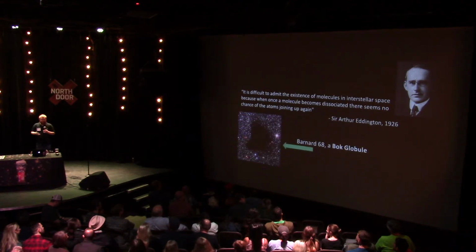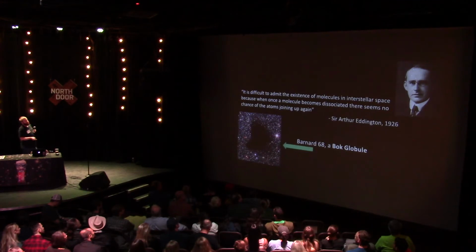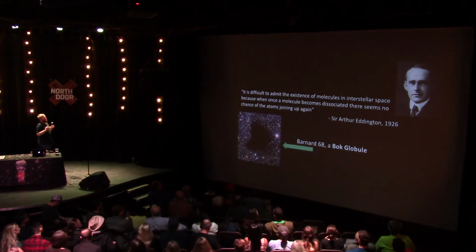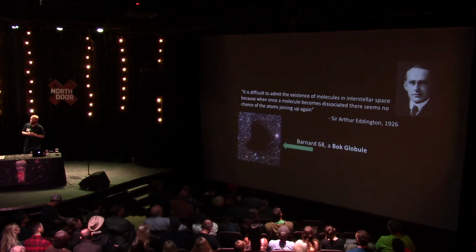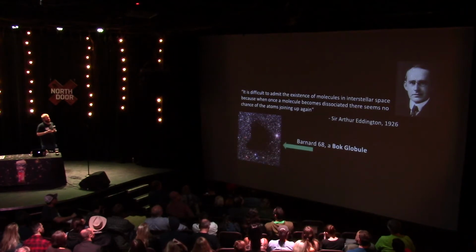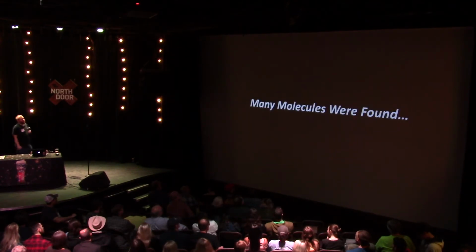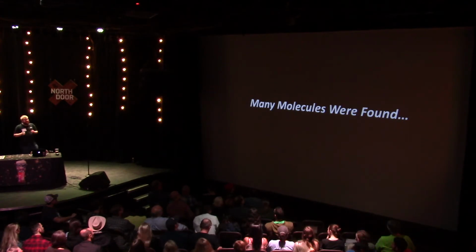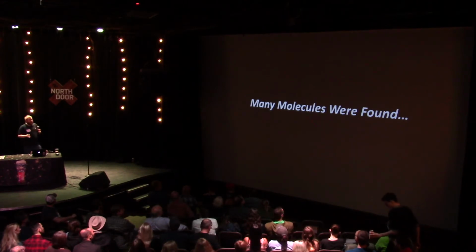And 100 years ago, a very well-known, well-respected astronomer, Sir Arthur Eddington, right here, said in a famous lecture that it is difficult to admit the existence of molecules in interstellar space. And he was not the only one. As a matter of fact, many of the theorists back then thought that molecules could not exist in space ever. Well, many molecules ended up being found. The first detection of a molecule in space, not even a decade later, was CH, followed by cyanide a few years later.